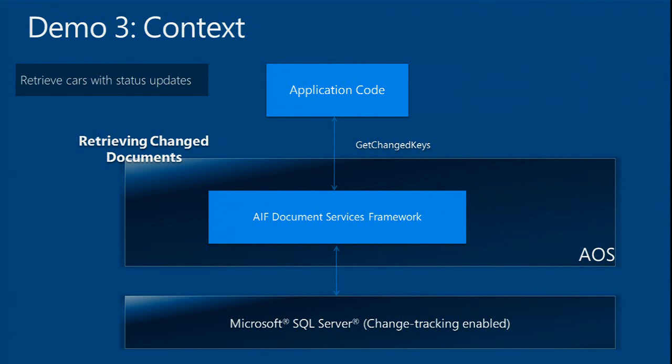So when you run the wizard, you see all the operations that you can check, like create, read, update, and delete, and also get changed keys. The get changed keys is the one that gives you the changed documents from a given timestamp.